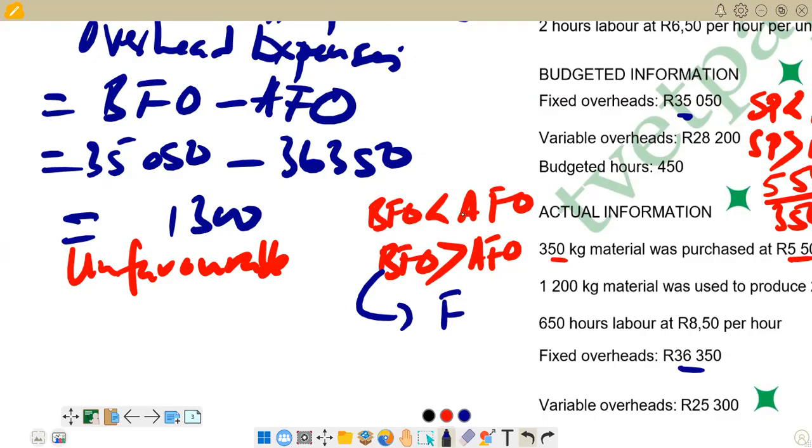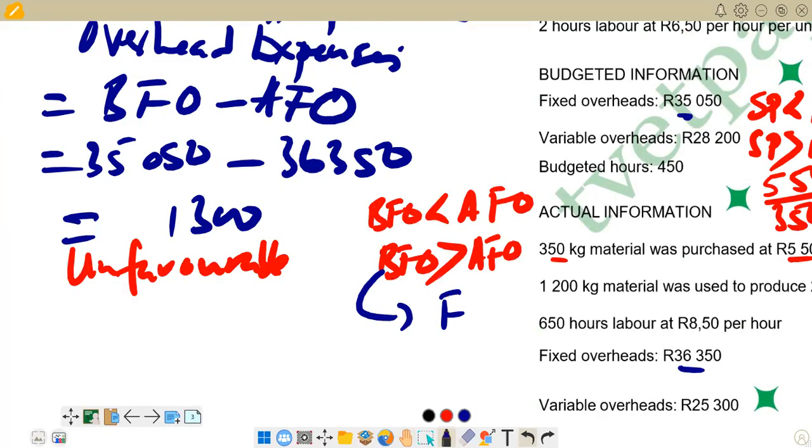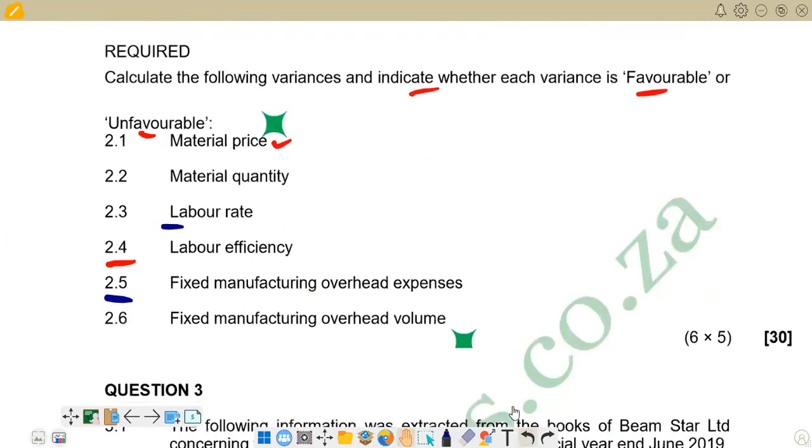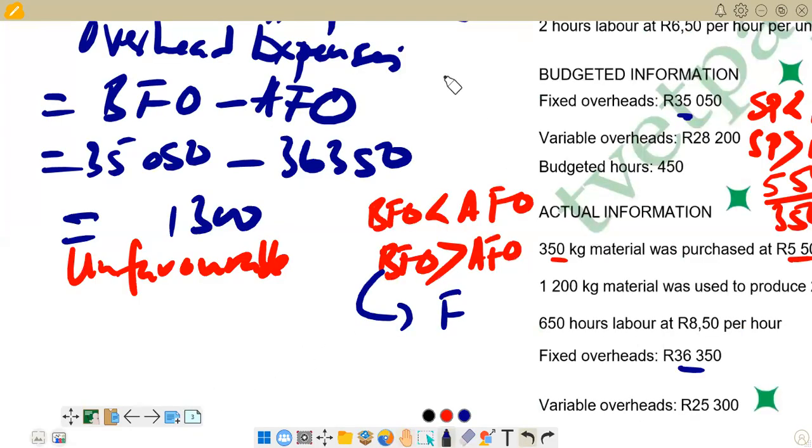Then we go to the last one, which is 2.6. Let's check what we have on 2.6. 2.6 says fixed manufacturing overhead volume. So this is the last one, fixed manufacturing overhead volume. Let's try to see that one.